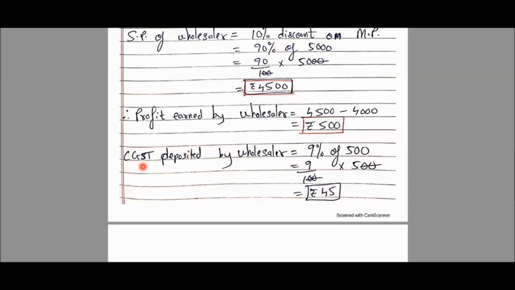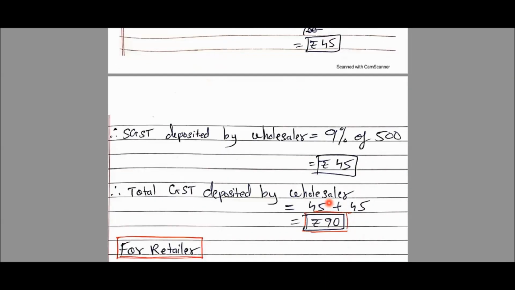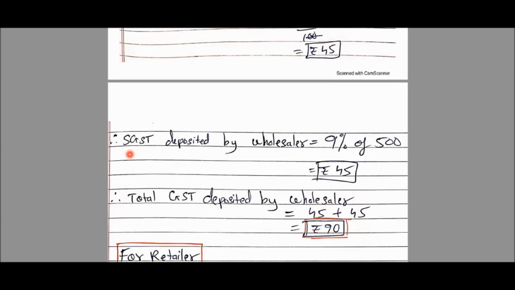Finding CGST first. CGST deposited by the wholesaler is 9% of the profit, 500, which comes to rupees 45, and the same will be SGST. SGST deposited by the wholesaler, same 9% of profit, 500, which comes to 45. So total GST deposited by the wholesaler comes to 45 plus 45, 90. Always we calculate CGST, SGST, and total GST every time.